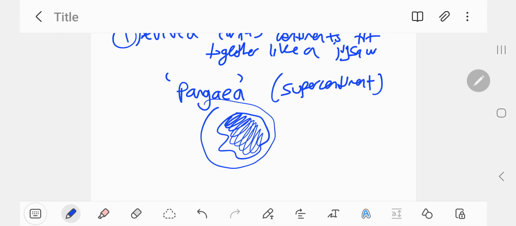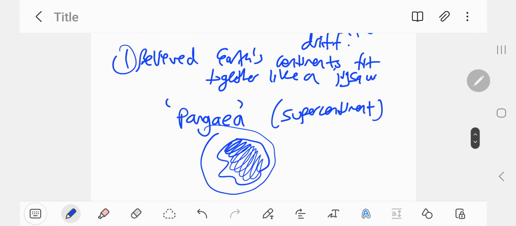And the theory goes, according to Wegener, that Pangaea broke apart, and the continents drifted away from each other over hundreds of millions of years until we get the modern Earth that we see today, with all the different continents, Asia, Africa, etc.